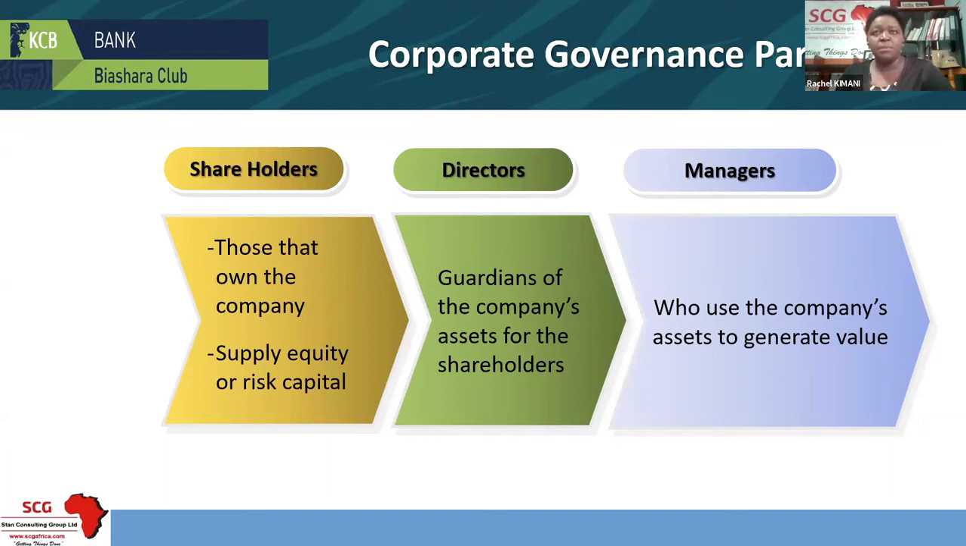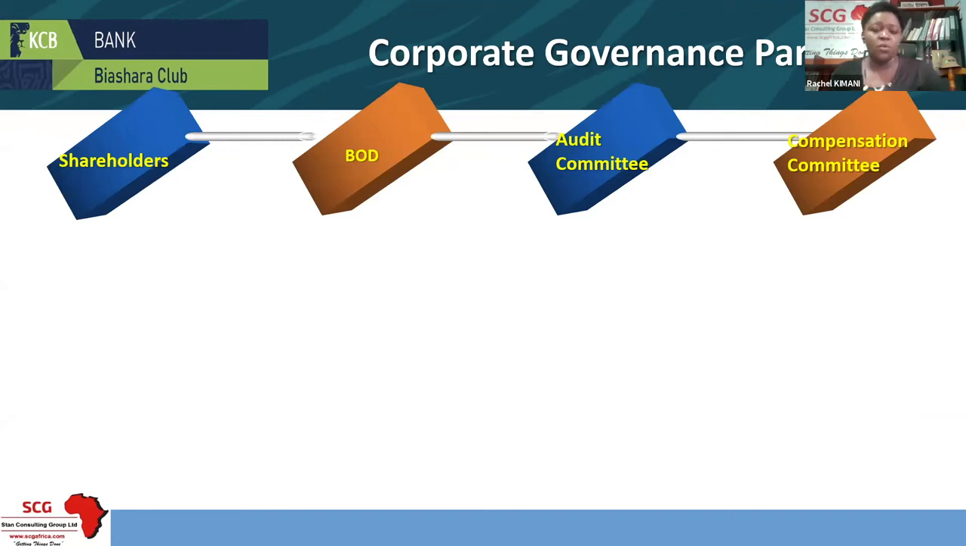Then the people that support the directors to deliver is the team of management, who use the assets to generate value. So the question is, in the organization you are in, from these three bodies, which position do you occupy, and what is your role? We'll be appreciating that as we move along the day.